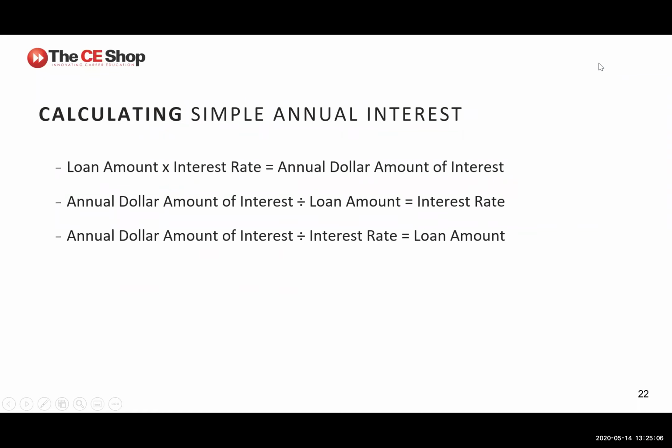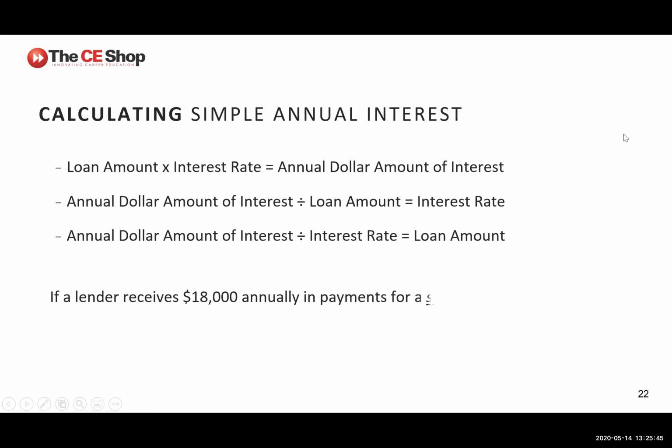Calculating simple interest. Simple annual interest is strictly an interest-only loan. Eventually you're going to have to pay the principal back, but for the question, you're only looking at the interest for a period of time. So you've got the loan amount times the interest rate equals the annual dollars that you have to pay in interest. If they give you the annual dollar amount, you divide it by the loan, and that'll tell you what your interest rate is. Or if they tell you how much interest and what the interest rate is, you divide that, and that gives you your loan amount.